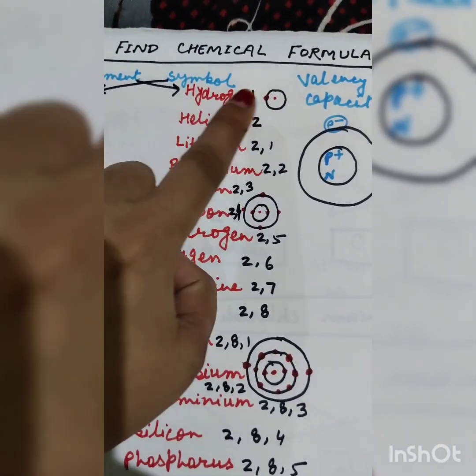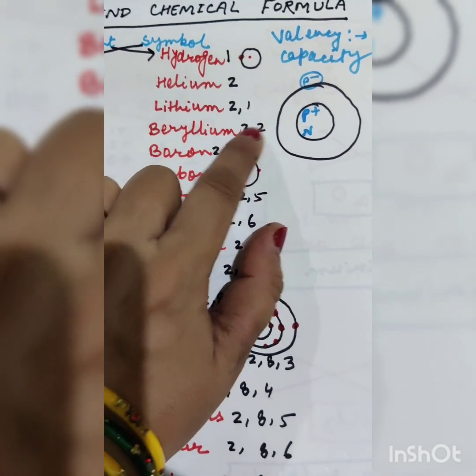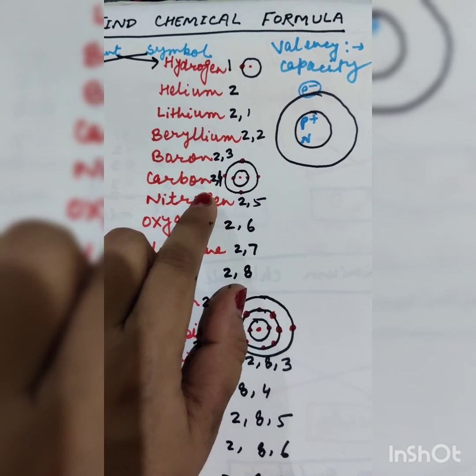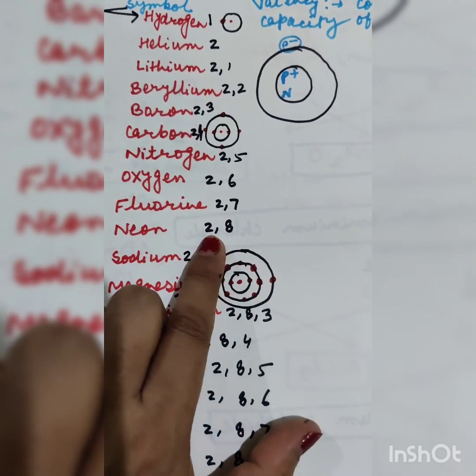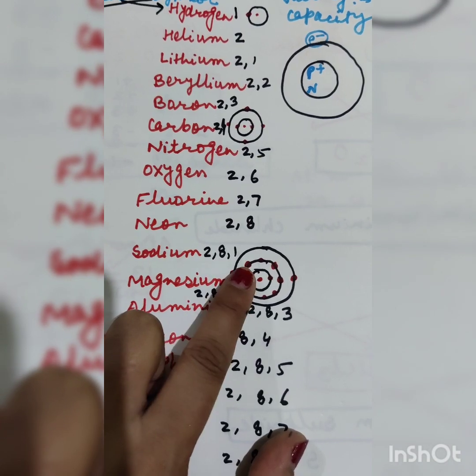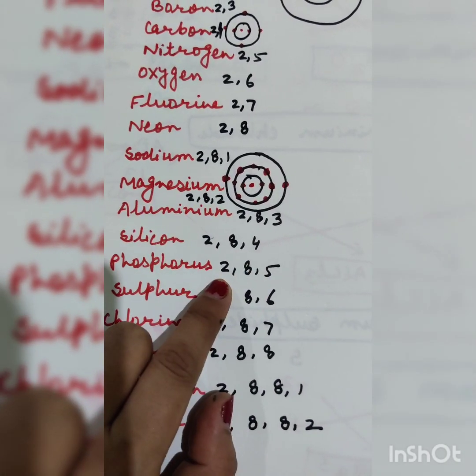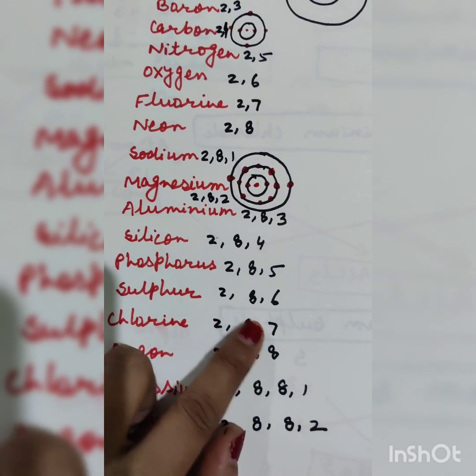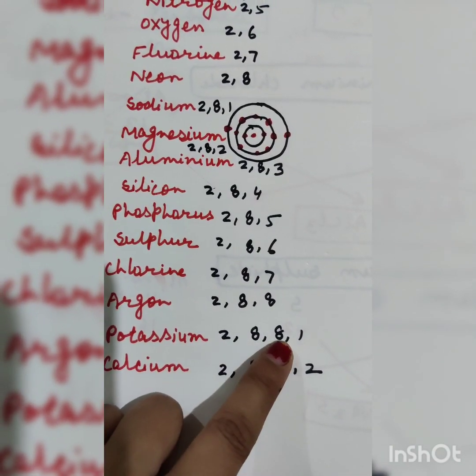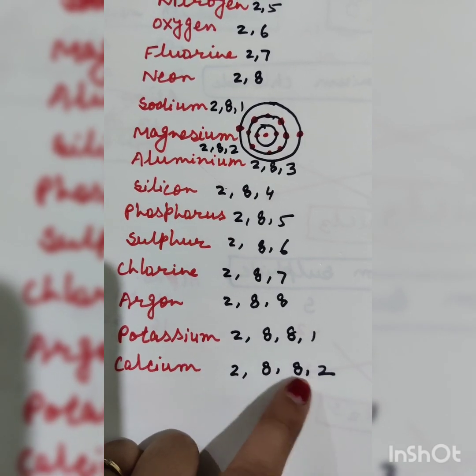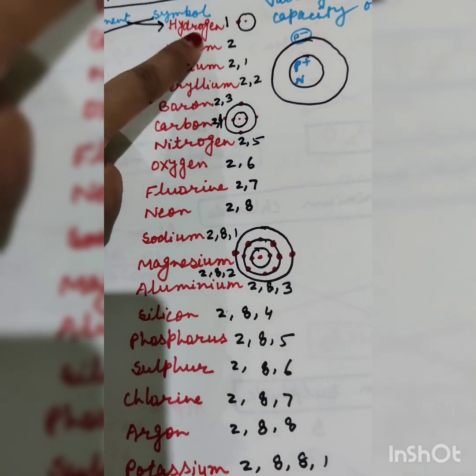Electronic distribution: hydrogen is having 1 electron, helium is having 2 electrons, lithium is having 2, 1, beryllium 2, 2, boron 2, 3, carbon 2, 4, nitrogen 2, 5, oxygen 2, 6, fluorine 2, 7, neon 2, 8, sodium 2, 8, 1, magnesium 2, 8, 2, aluminium 2, 8, 3, silicon 2, 8, 4, phosphorus 2, 8, 5, sulfur 2, 8, 6, chlorine 2, 8, 7, argon 2, 8, 8, potassium 2, 8, 8, 1, while calcium 2, 8, 8, 2. The number of electrons in the outermost shell is called valency.